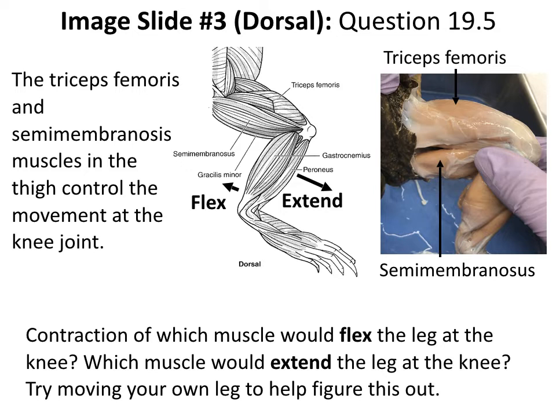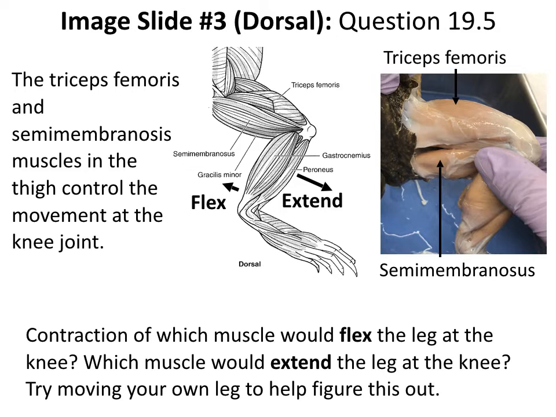The semimembranosus is like what we think of as our hamstring. It's a little more complicated than that, but basically it's the stuff under your leg when you're sitting, and the triceps femoris is what's on top of your leg when you're sitting. Again, the question here is about flexing and extending. Flexing means to bend your knee, and extend means to straighten your leg out. So those are the two major muscles of the leg for flexing and extending at the knee.